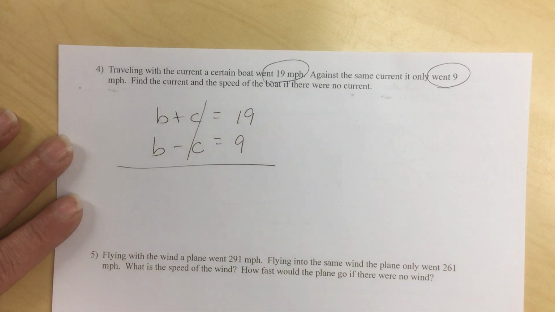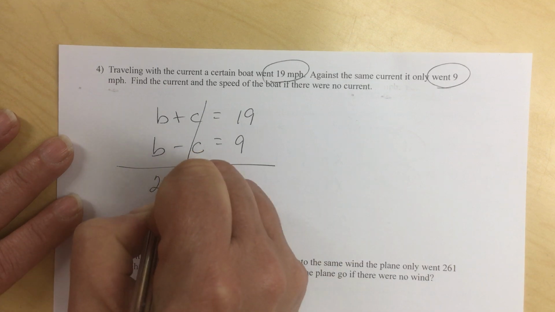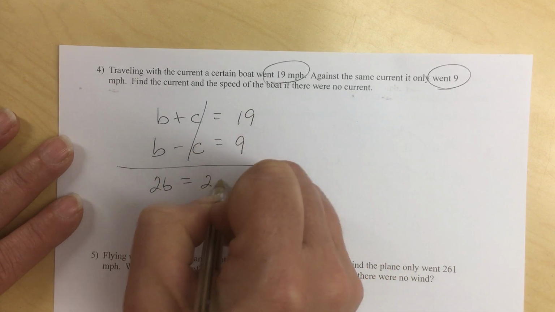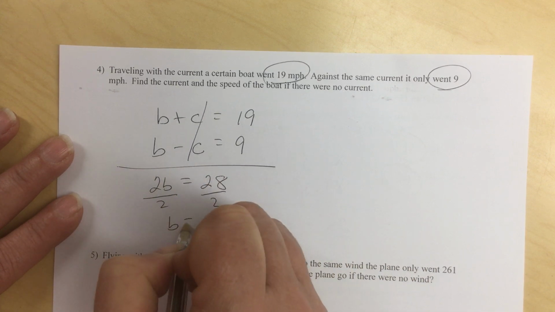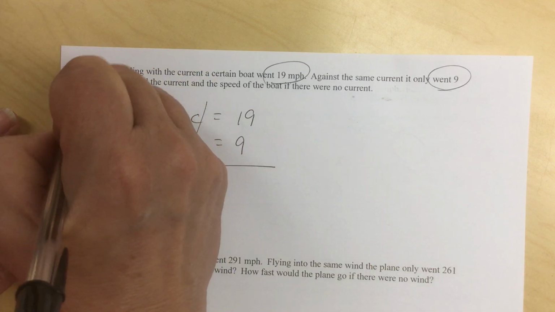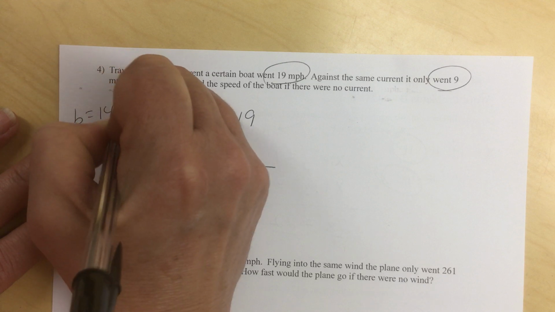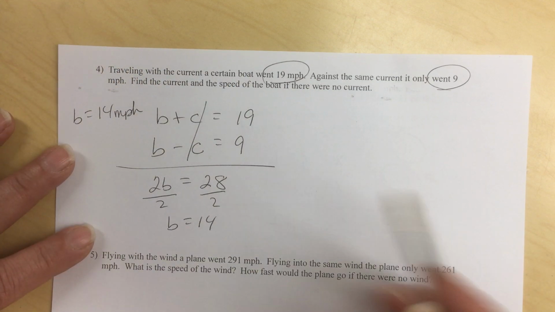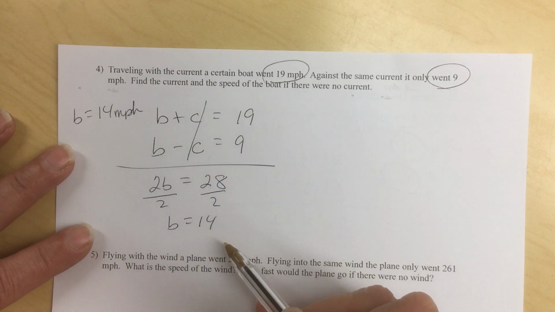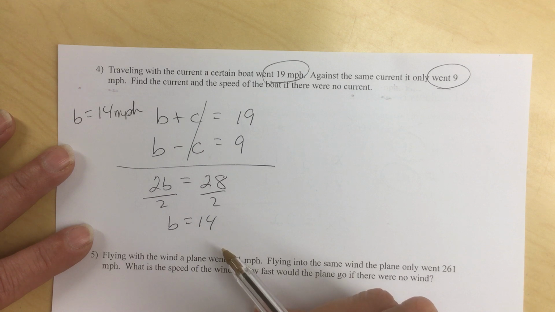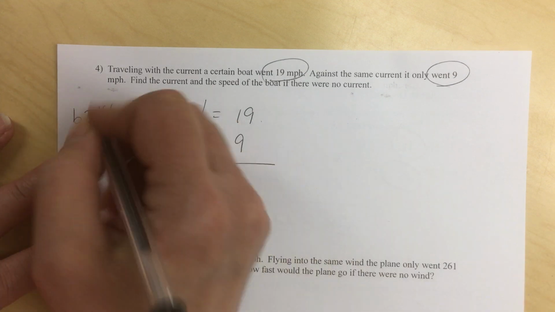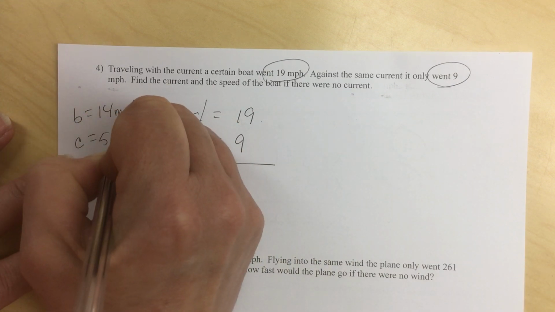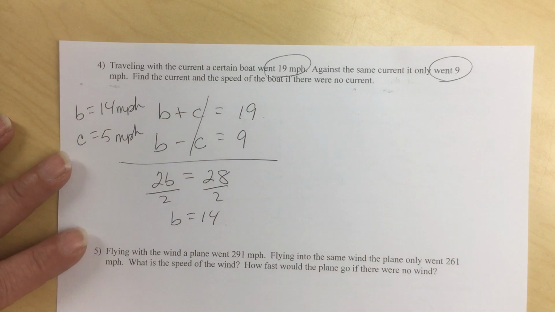So here your C's cross out. You have 2B is equal to 28. Divide by 2, and B is equal to 14. So B is 14 miles per hour. And so what does the current have to be in this situation? If you have a 19 there and a 14 there? 5, exactly. So the current must be going 5 miles per hour, exactly.